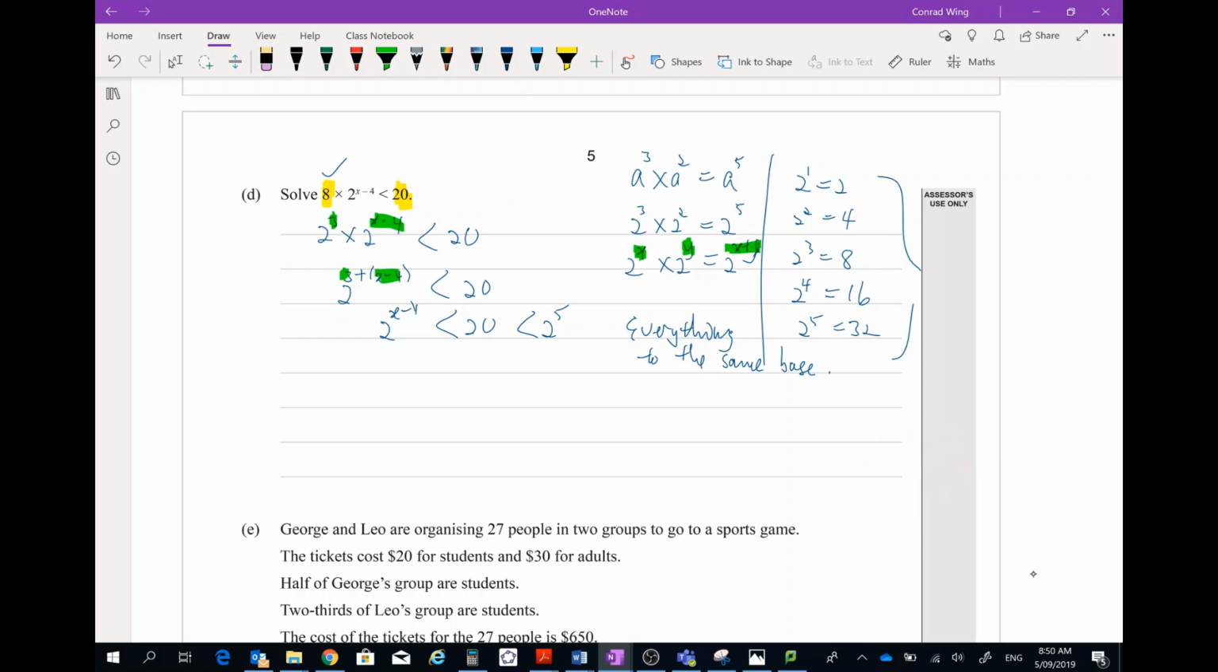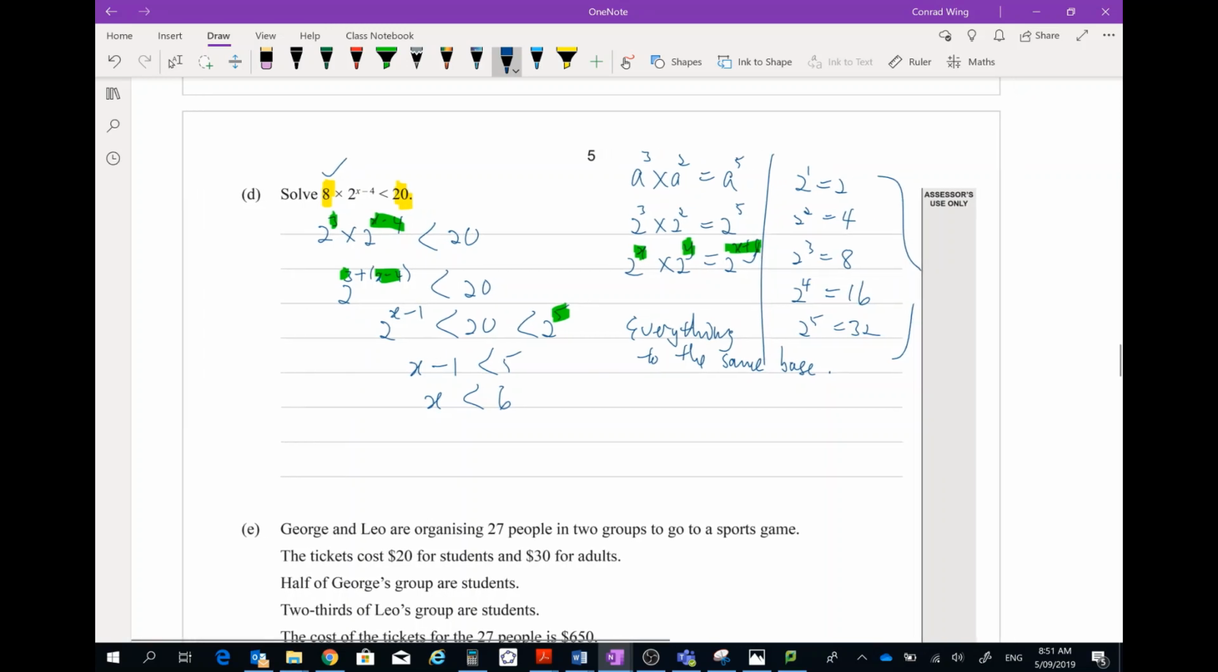So if I know this is true, we're saying this here must therefore be less than the 5. Does that make sense? Yeah. Has to be. So we get x minus 1 is less than 5, and we're solving this. x must be less than 6. Jake gave it to me, he said it was 2 to the power of x minus 1. I just wrote it incorrectly. Thanks. Right, so x is less than 6.